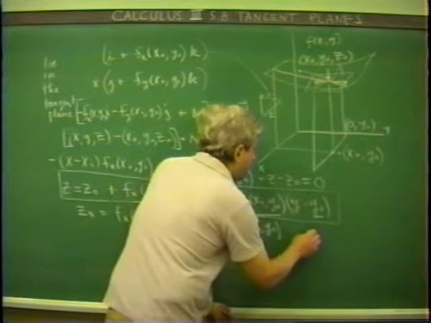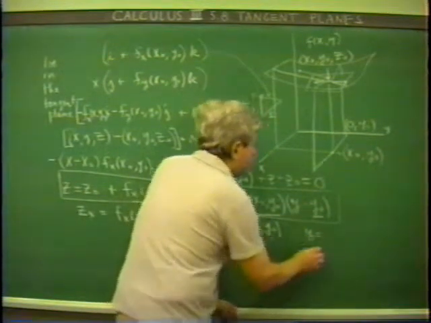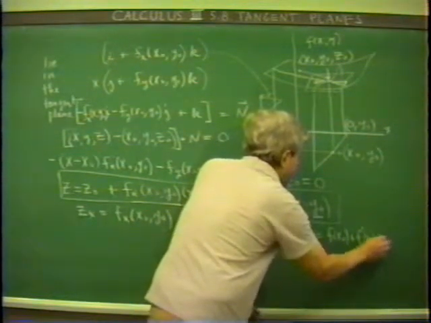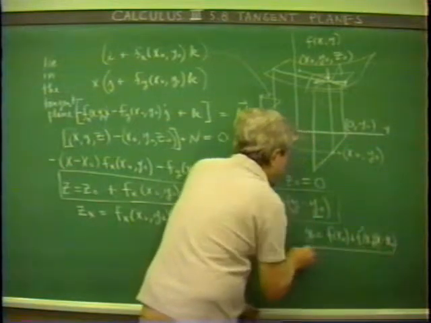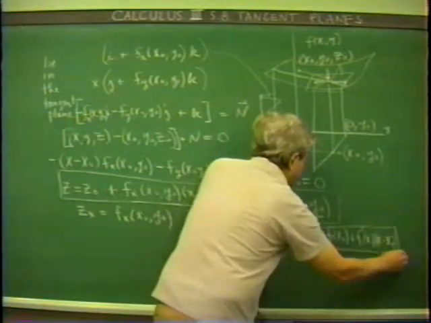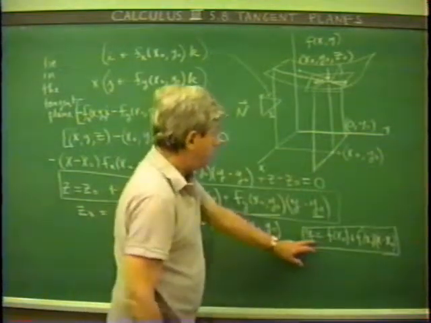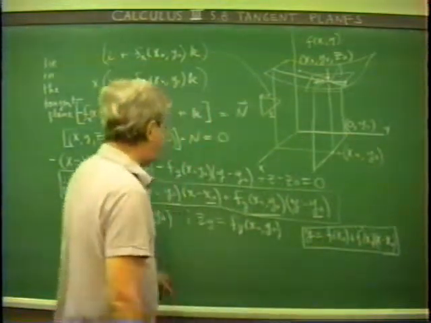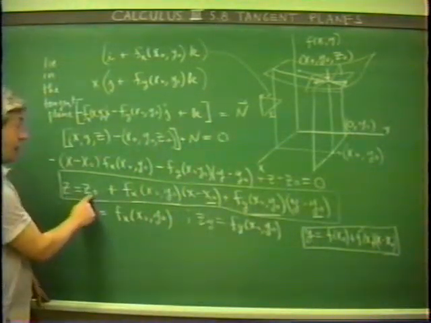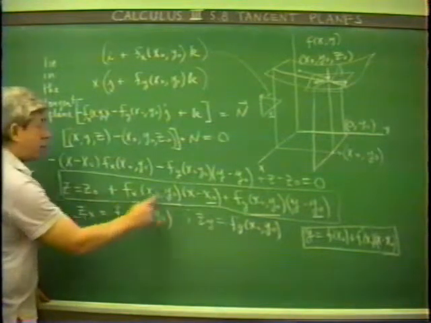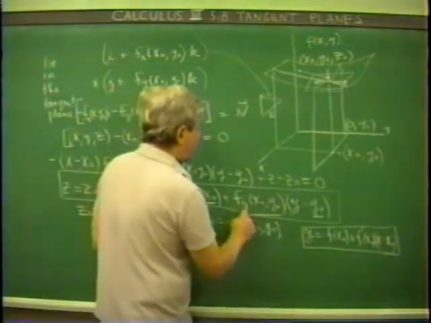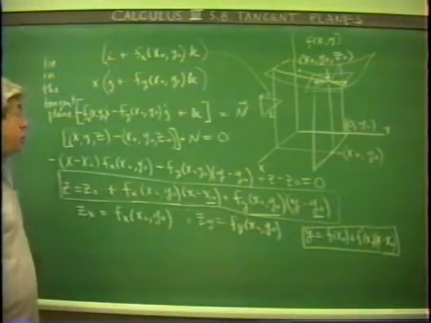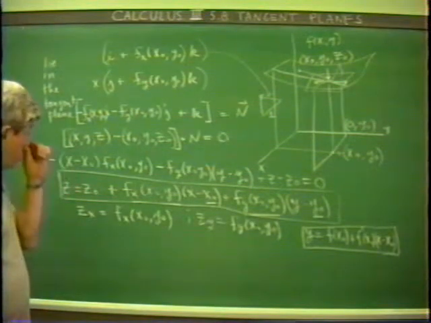Note the analogy to functions of one variable. If we were looking at a function of one variable, then we would have that y is equal to f at x naught plus f prime at x naught times x minus x naught. This is the equation of the tangent line. We're looking at a function f of x which is differentiable at x naught. Well, here z is equal to f of x naught y naught plus the partial times x minus x naught plus the partial times y minus y naught.